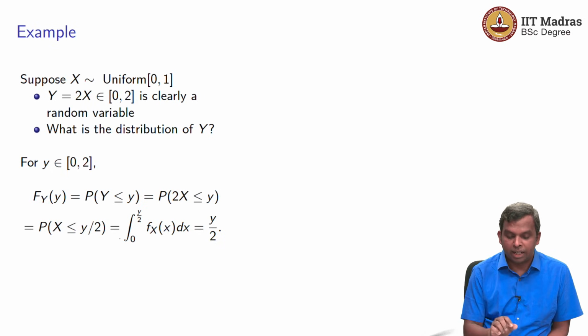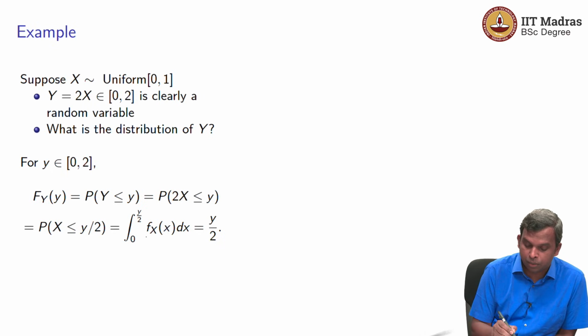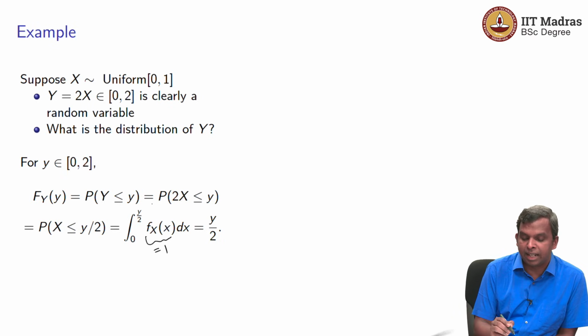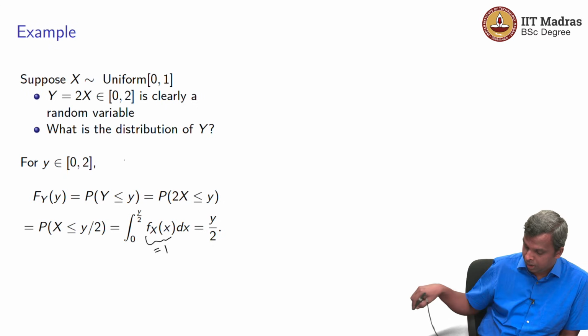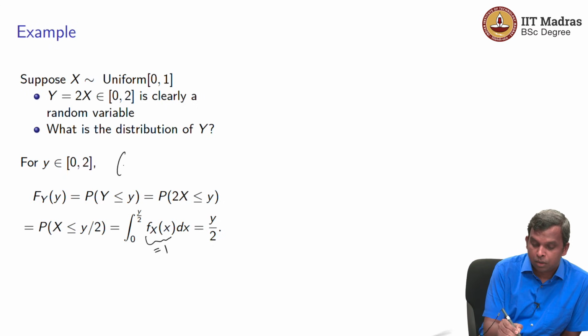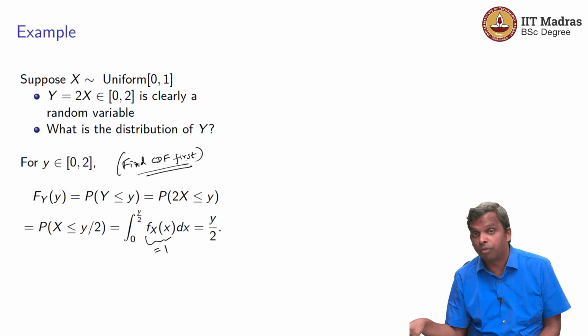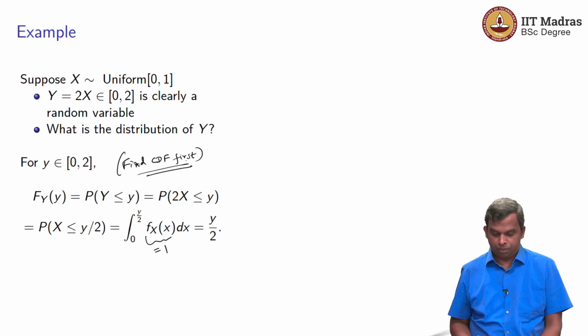So notice how I did that. Remember, f_X of x is just 1. So it's just the integral from 0 to y by 2 of 1 dx, and the integral of 1 is just x, between 0 and y by 2, so it is just y by 2. So that's the CDF of Y. So you always find the CDF first. This is an important trick. Find the CDF first. That's a very basic trick when you want to deal with functions of a continuous random variable in particular.